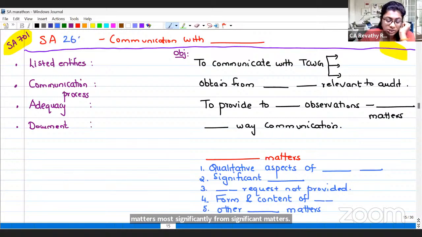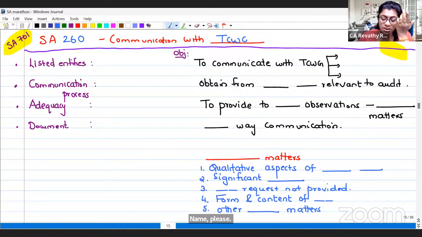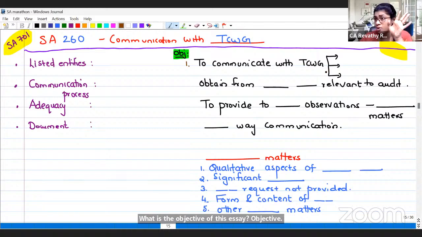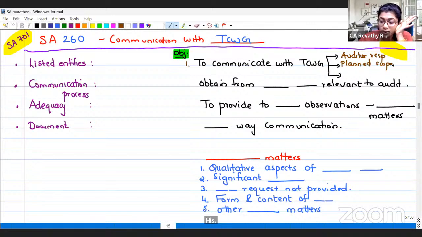So now we are in 260, Communication with Those Charged with Governance. Now, just think in a flow. What is the objective of this standard? First, the auditor will communicate with TCWG. Hey TCWG, I'm the auditor, this is what I'm going to do. My responsibility, the auditor's responsibility, his planned scope, timing of audit, and also significant matters.